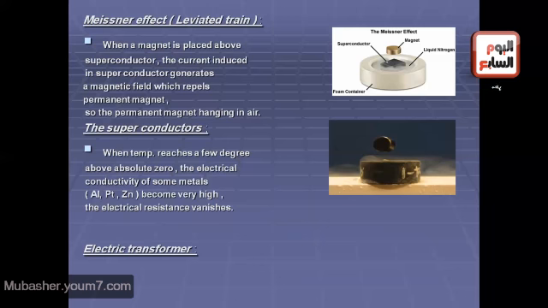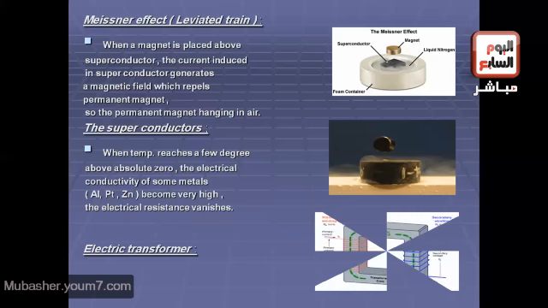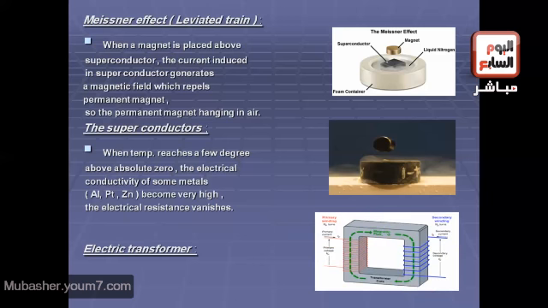Electric transformer, that is its shape. The electric transformer depends on mutual induction between two coils, the primary coil and the secondary coil, and we use electric transformers in many electrical home devices such as the electric bell and refrigerator. We also use it in electric power stations.